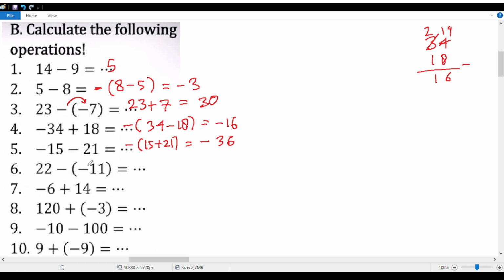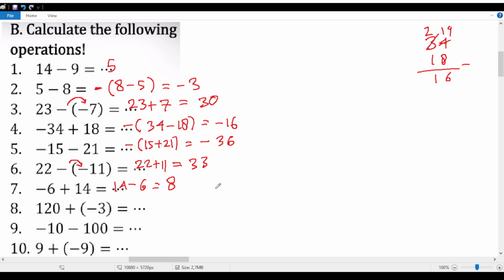What about this? This is the same problem as number 3. You multiply the minus sign, so it becomes 22 plus 11. And this is very easy, it is 33. And this one, you can change, this is commutative properties, yeah. Minus 6 plus 14 is the same value as 14 minus 6. Okay? And 14 minus 6 is, you know, 8.